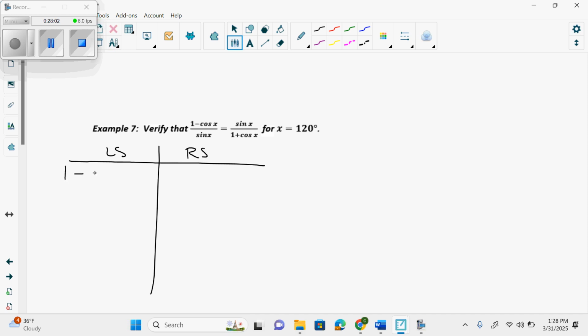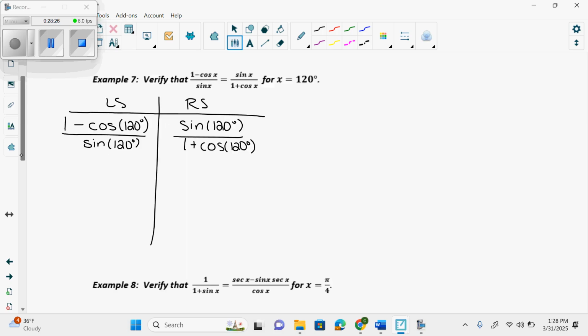So we have LS, RS. We have 1 minus cos of 120 degrees over sine of 120, which if you don't want to do these off to the side, you don't have to, because those can come right off the unit circle, right? And then we have sine of 120 degrees over 1 plus cos of 120.